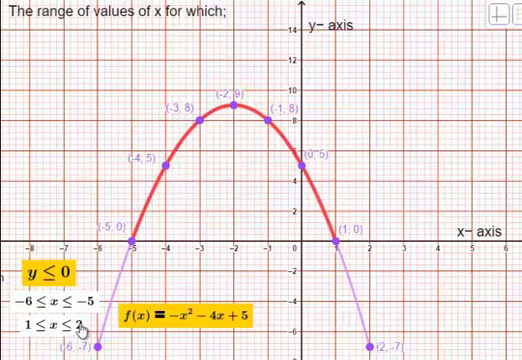So these 2 answers are the range of values of x for which y is less than or equal to 0. This means that when we want to consider the range of values of x for which y is less than 0, these two answers would appear. But with that, we don't include those x values. We may exclude one of them. So let's look at that one.